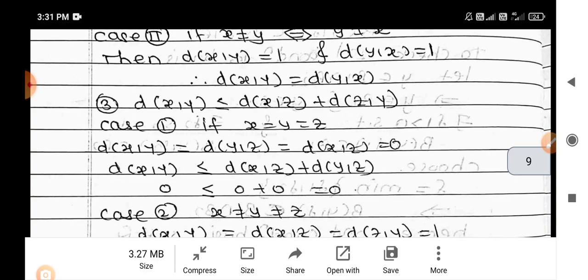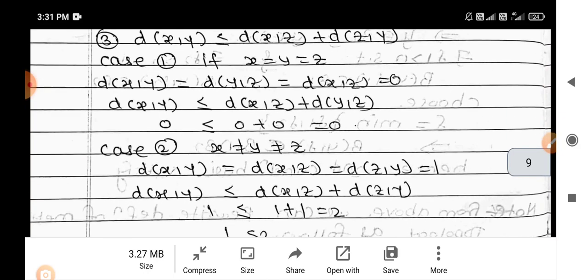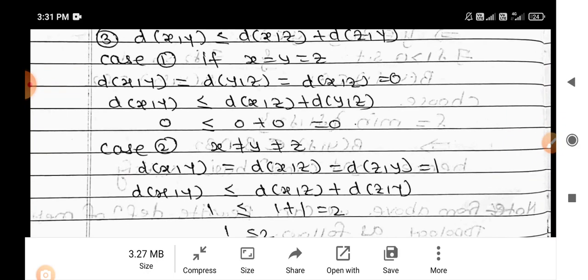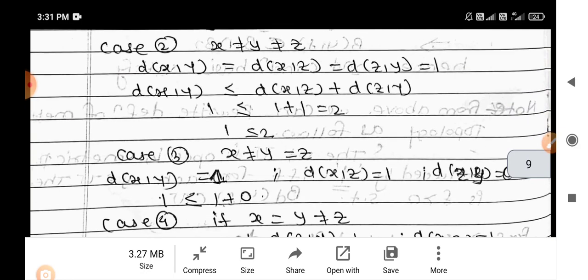So the next condition, D of x,y is less than or equal to D of x,z plus D of z,y. Now in the first case, if all three x, y, z are equal, then D of x,y, D of y,z, and D of x,z are zeros. So it satisfies 0 is less than or equal to 0 plus 0. If the three elements are not equal, x not equal to y not equal to z, then each value is 1. So 1 is less than or equal to 1 plus 1, that is 2, it satisfies.